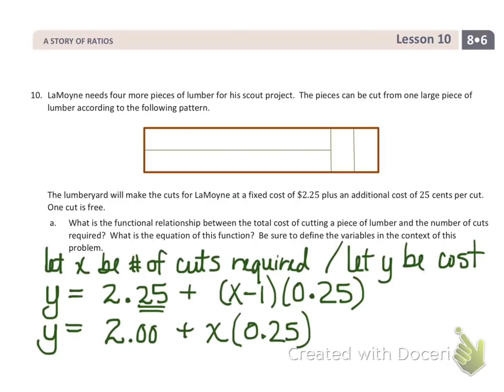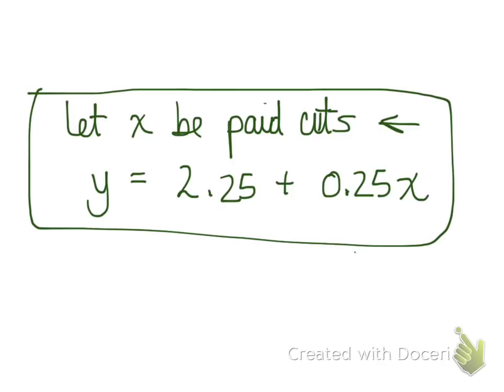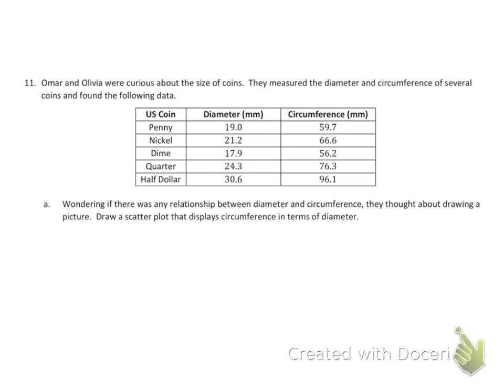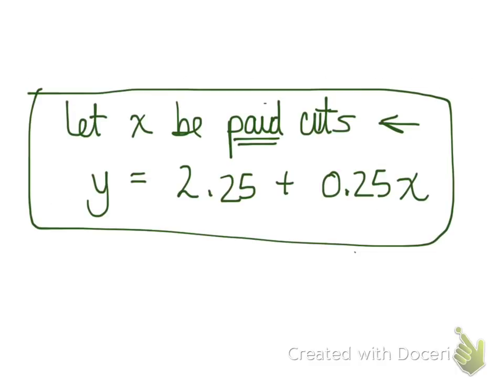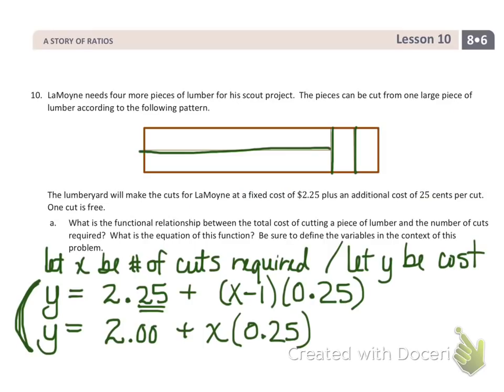In both of these functions, X is the total number of cuts required. So for this project, it'd be 1, 2, 3 cuts. But in this function, X is just the ones I have to pay for. So the one has already been subtracted. Okay, there was one more part to that.